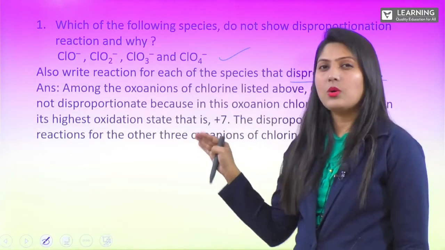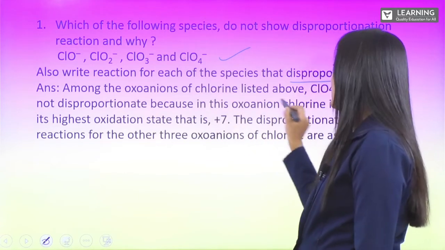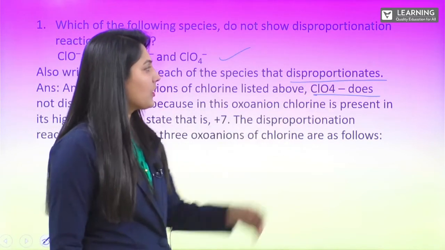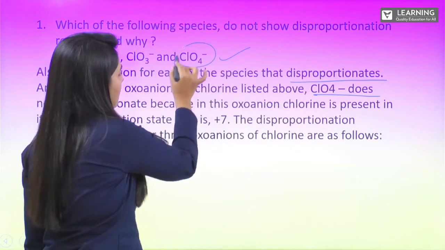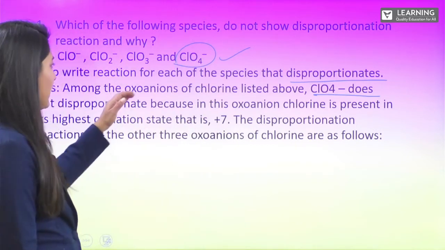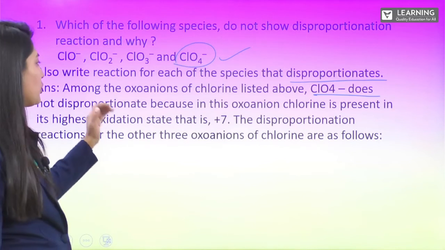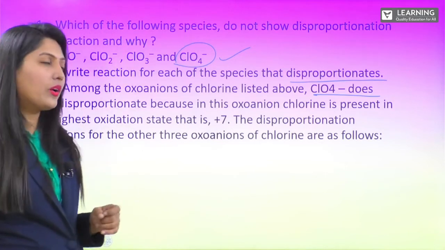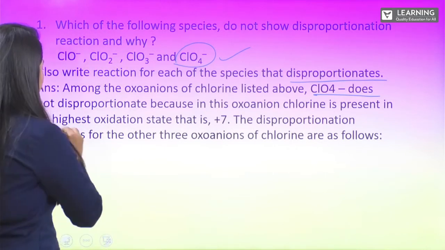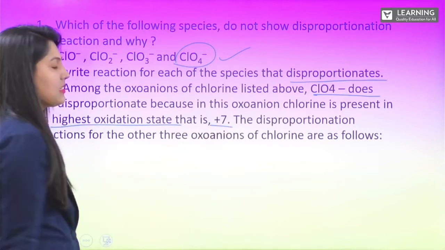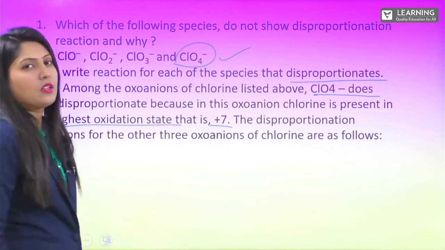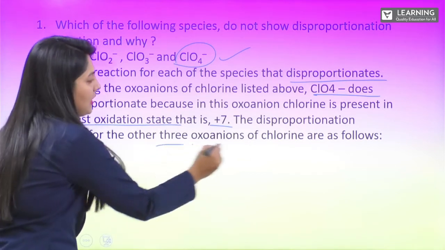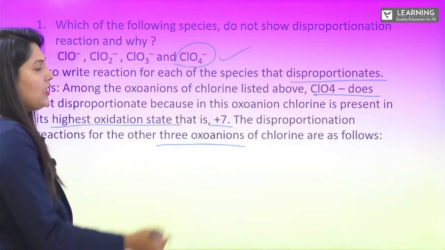So among the oxo anions of chlorine listed above, that is ClO4 minus, this is an oxo anion that does not disproportionate. Why it doesn't? Because in the oxo anion, chlorine is present in the highest oxidation state, that is +7. So that cannot come under the disproportionation reaction. The disproportionation reaction for the other 3 oxo anions of chlorine are possible.